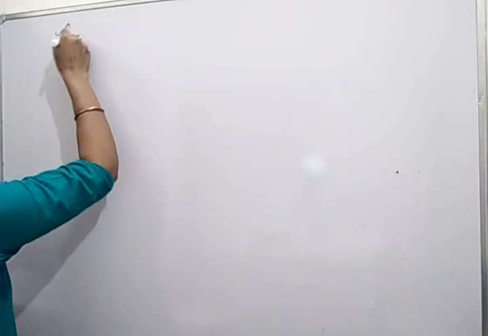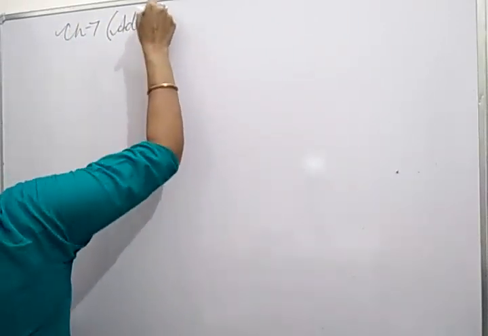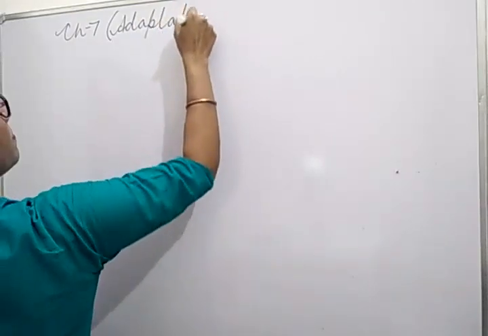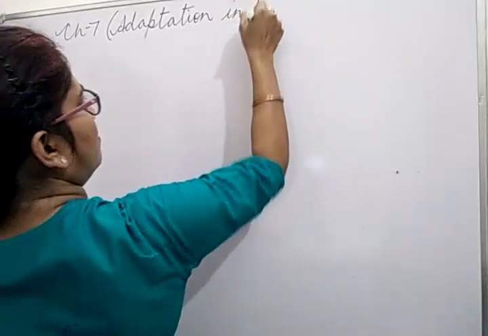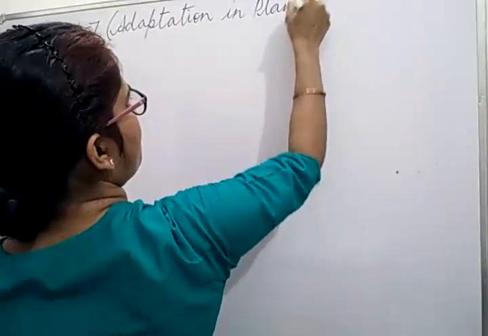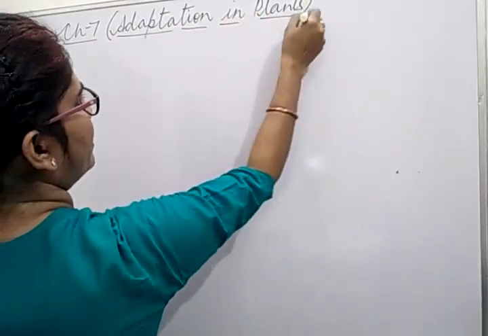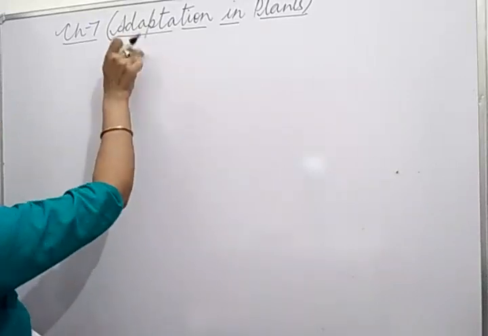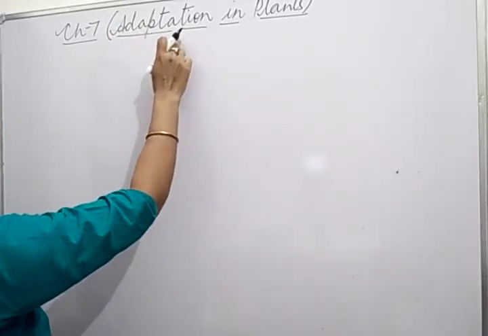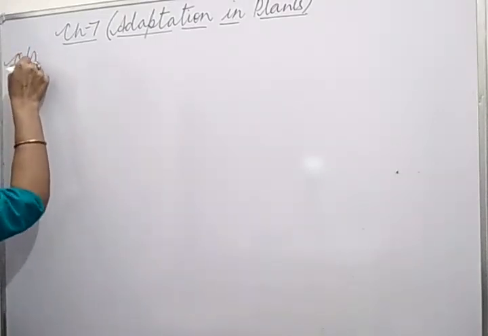Okay, so what is the name of chapter? Chapter 7 we are going to do, and that is adaptation in plants. You have to write the spelling correct. Beta, mostly students are writing wrong spelling. ADAPTATION, adaptation in plants. And we are going to do the question answers.